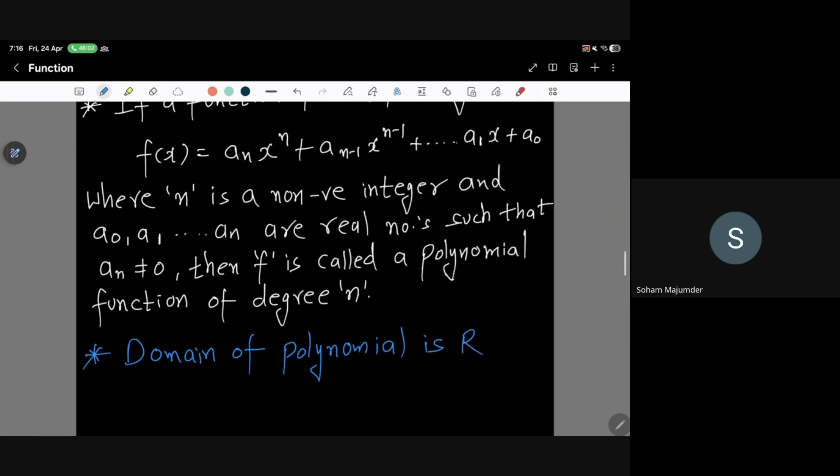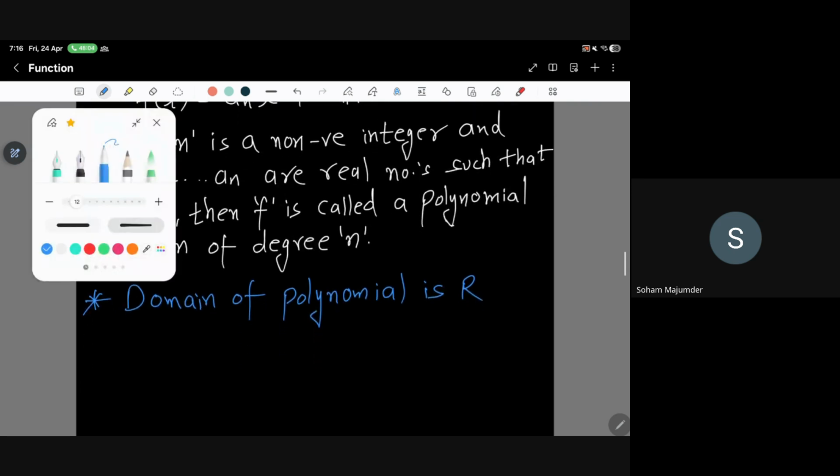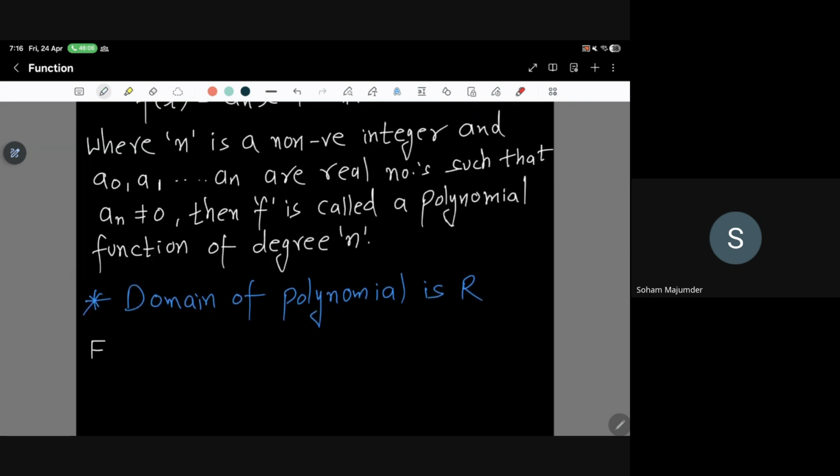right? Now, this is a very fundamental thing. Let's say my f(x) is x cube upon x. Is this a polynomial or not? Sir, no. Oh, sir, it is. Sir, it is. Okay.